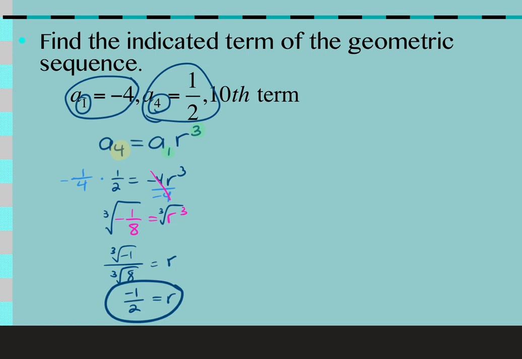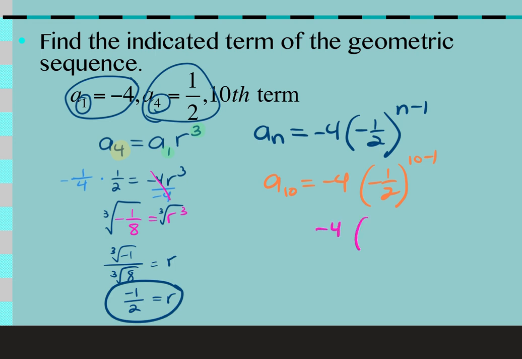All right, now I got to figure out my equation. So AN equals A1, which is -4, times the R I just found, -1/2 to the N minus 1. And then what was my end goal? To find the 10th term. So A10 would be -4 times -1/2 raised to the 10 minus 1. This becomes -4 times -1/2 raised to the 9th.